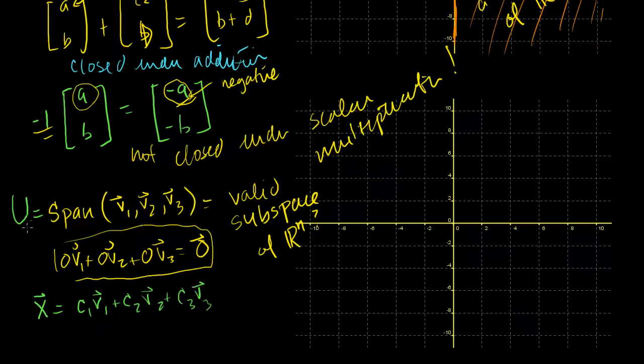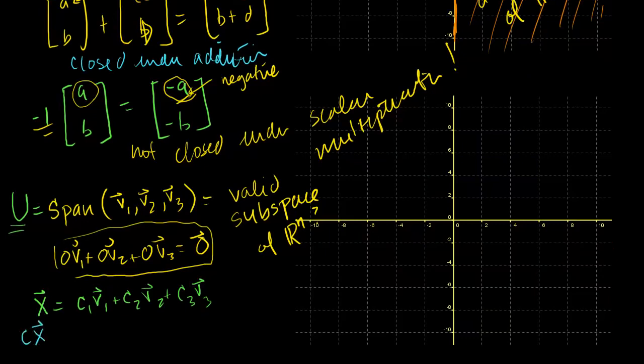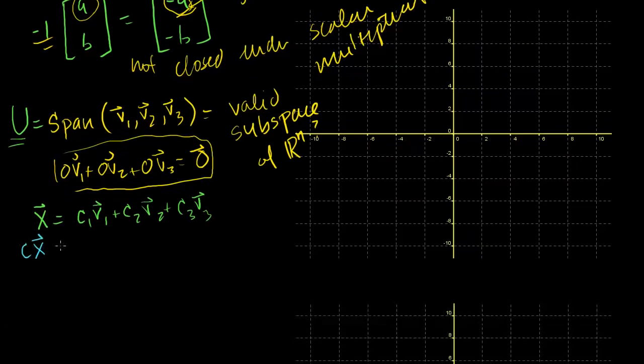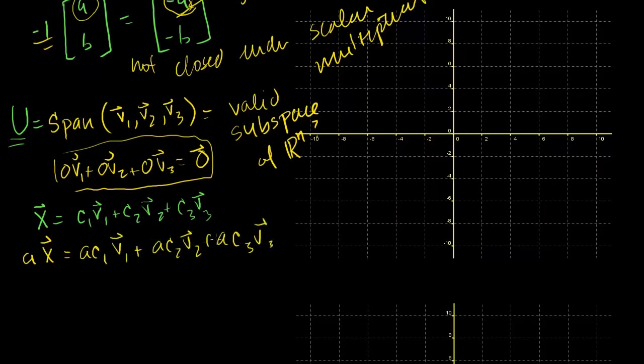Now, is this set closed under multiplication? Well, let's multiply x times some arbitrary constant. Let me use a different constant, a. What is a times x? Well, it's a times c1 times v1, since I'm just multiplying both sides of this equation by a, plus a times c2 times v2 plus a times c3 times v3.